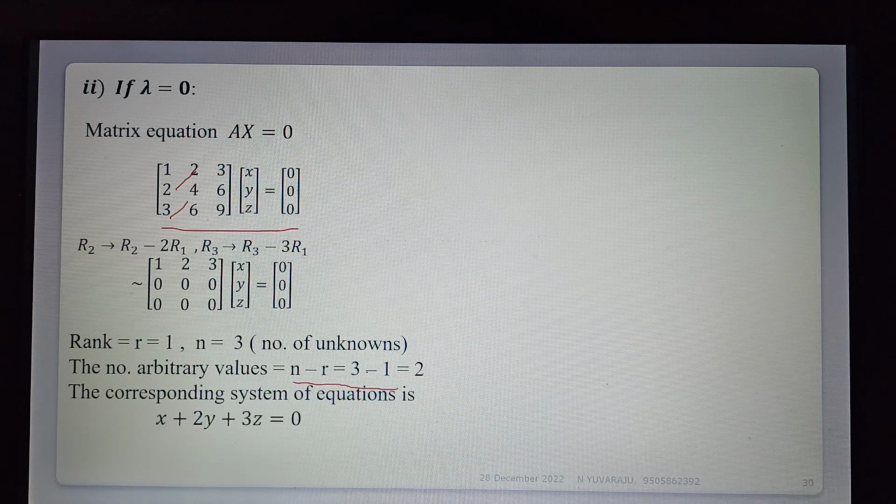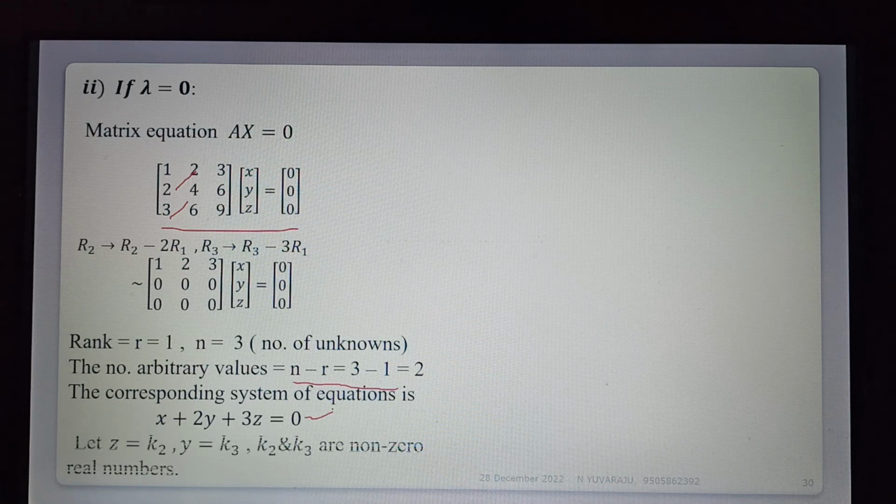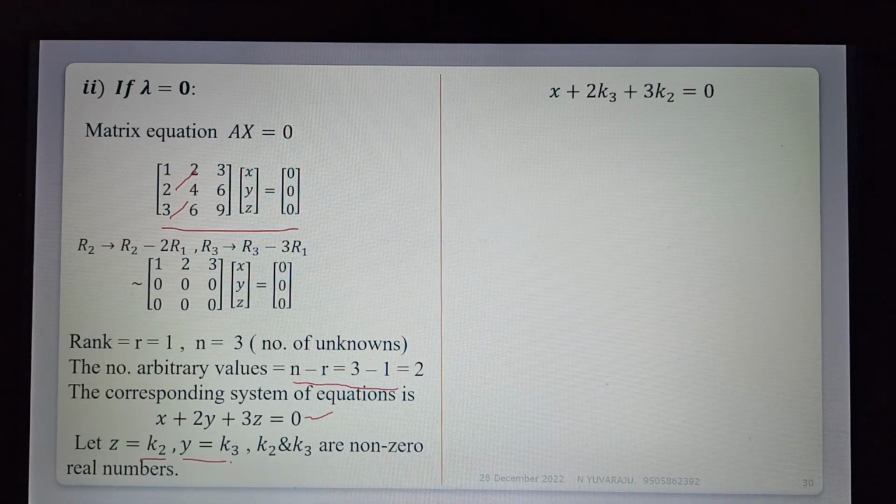The corresponding equation is x plus 2y plus 3z is equal to 0. Only a single equation, so any two variables can take arbitrary values, y or z or x, any two. Let z is equal to k2, y is equal to k3, where k2, k3 are non-zero numbers. That gives x plus 2k3 plus 3k2 is equal to 0. Then x is equal to minus 2k3 minus 3k2.